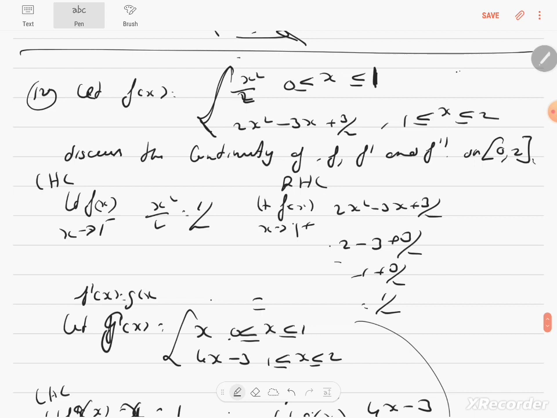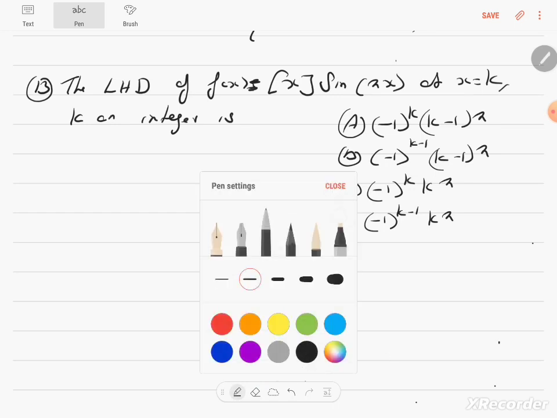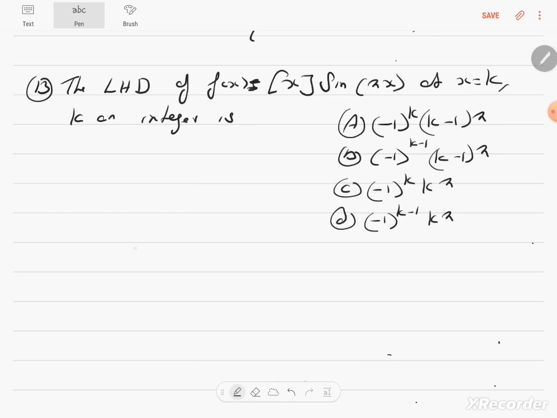So I hope you understood how to discuss the continuity. This is the way you should represent it. Here is a sum where f of x is equal to greatest integer function of x times sine pi x. At x is equal to k, you have to find the left hand derivative. The left hand derivative's formula is f of x minus f of x minus h by h, or f of x minus h minus f of x by minus h.